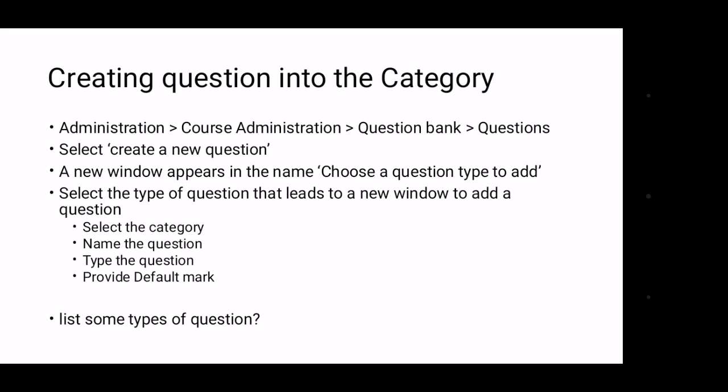Now, creating a question in a category. For this, go to Moodle. Under Administration, select Course Administration, then Question Bank, then Questions. Select Create a new question. A new window appears. Choose a question type to add. Select the type of question, which leads to a new window to add a question. Select the category, name the question, type the question, and provide the default mark.